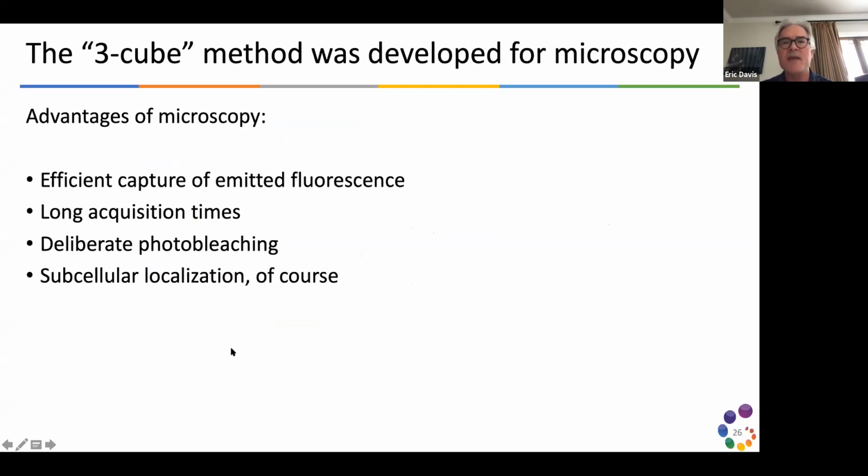So the 3-cube method was developed to measure FRET by microscopy, which has certain advantages. It's very efficient at capturing emitted fluorescence, and you can also deliberately photobleach the acceptor, which allows some back calculation of how much FRET there is. And of course, microscopy provides subcellular localization.